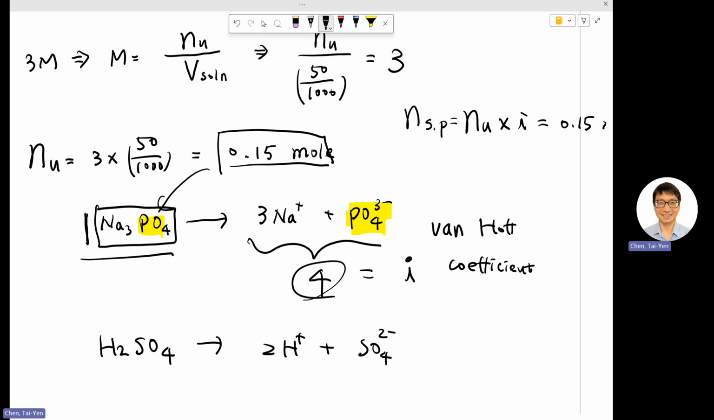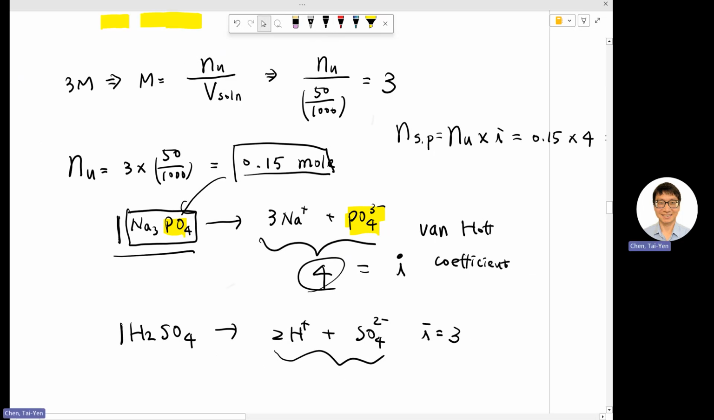So this is an acidic electrolyte, because it produces H plus, a proton. In this case, what is the i for your H2SO4? 3, because 1 mole of this gives you 3 particles. Therefore, the i is equal to 3.